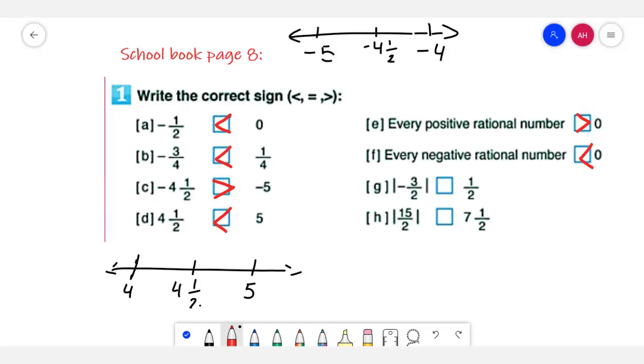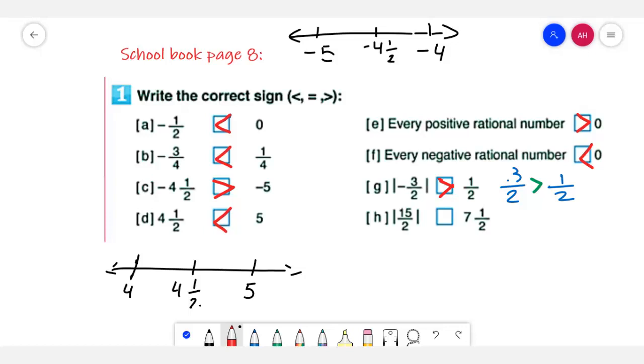Number G, absolute value of negative 3 over 2, and 0.5. We know that the absolute value of any negative number is the same number but positive. So here I am comparing 3 over 2 with half. Having the same denominator, the one with the greatest numerator is going to be the greatest, which is 3 over 2. So absolute value of negative 3 over 2 is greater than half.